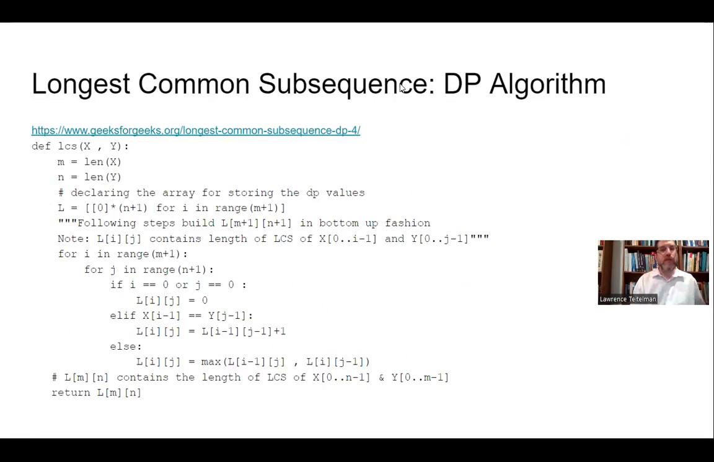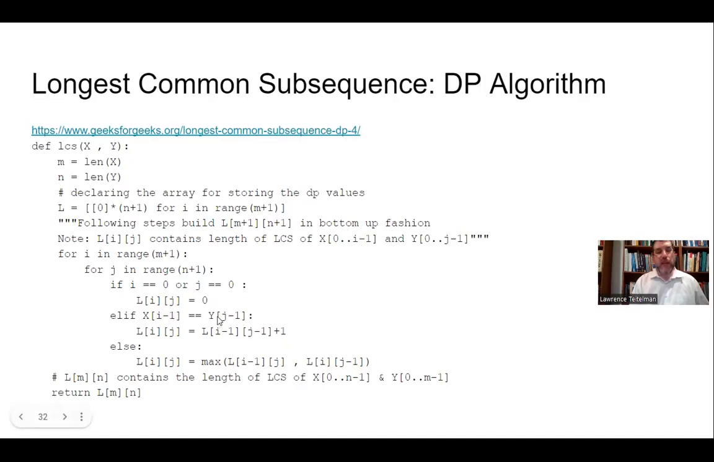Okay, so here's what we do. First of all, M and N are just defined as the lengths of the strings, right? We create an array for keeping track of this, and then we have a loop. So it is a nested loop. And we say as follows. If either I or J is 0, which means the length of one of the two substrings is 0, then obviously they can't have anything in common because one of the substrings has no letters in it. So L[i][j] is going to be 0, right?